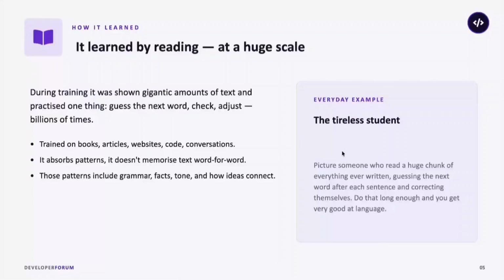Now imagine a student who read a huge chunk of everything ever written and after each sentence tried to predict what came next, correcting themselves each time. After enough practice, they would get very good at knowing how language flows. That's what an LLM is. All those tiny adjustments repeated at massive scale is what training means. It's not memorizing the text word for word, it's absorbing the pattern of how language works: grammar, facts, tone, and the way ideas usually connect.